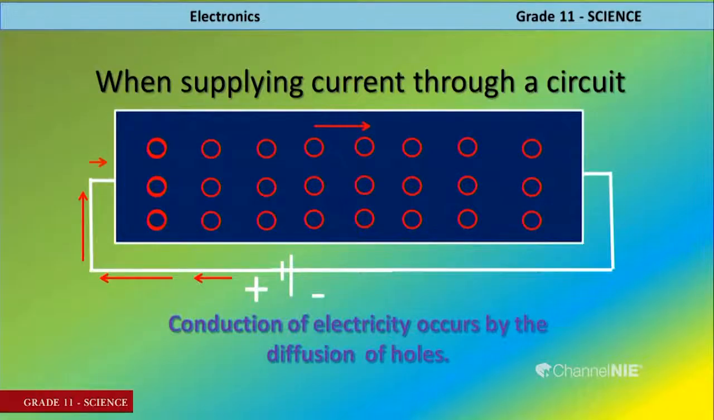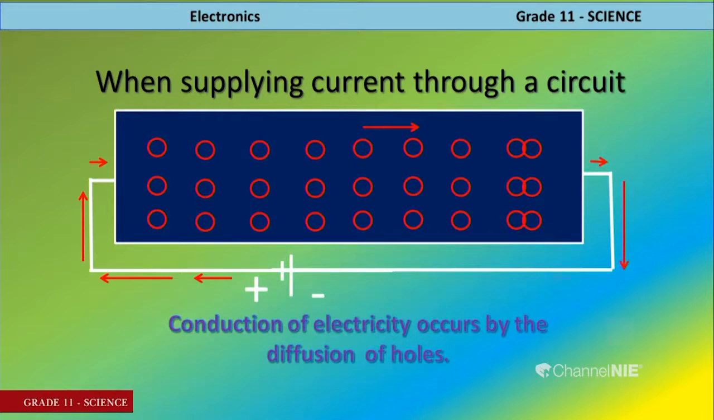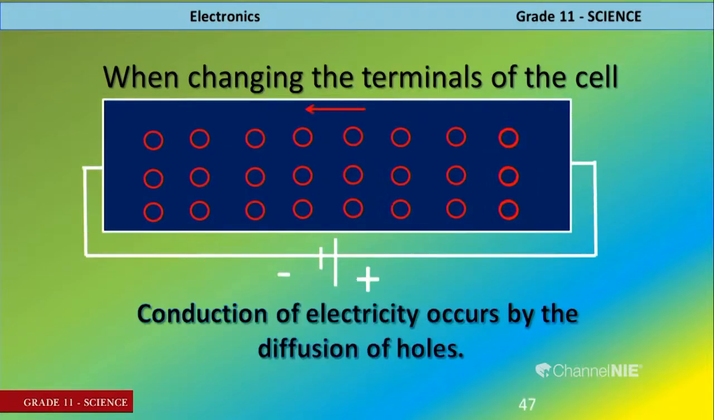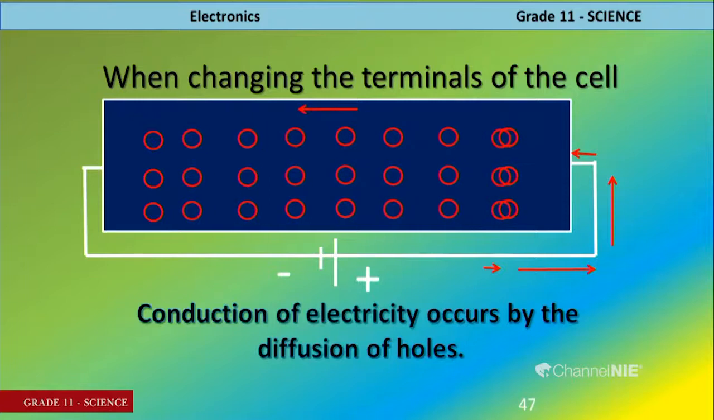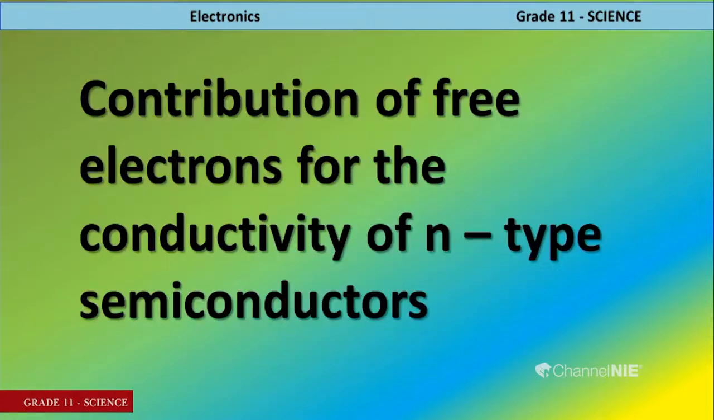You can see the arrowhead represents the direction of diffusion of holes. Here, when changing the terminals of the cell, conduction of electricity occurs by the diffusion of holes. You can see the diffusion of holes.